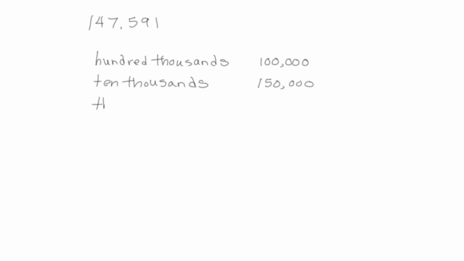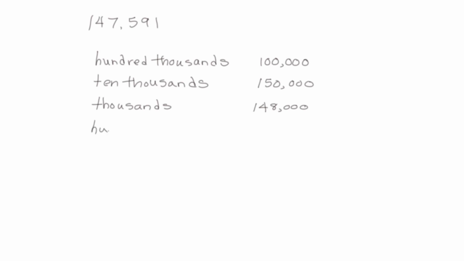Now we're going to round to the thousands place. Again, same number, but we're rounding to the thousands place. So the 100,000 stays the same, the 10,000 stays the same, and now we're going to round to the thousands place. So I have 7,000. It can stay at 7,000, or it can round to 8,000, which is one more. 7,500 would be my midpoint. 591 is greater than 500, so I'm going to round up to 8,000. So now my number is 148,000.